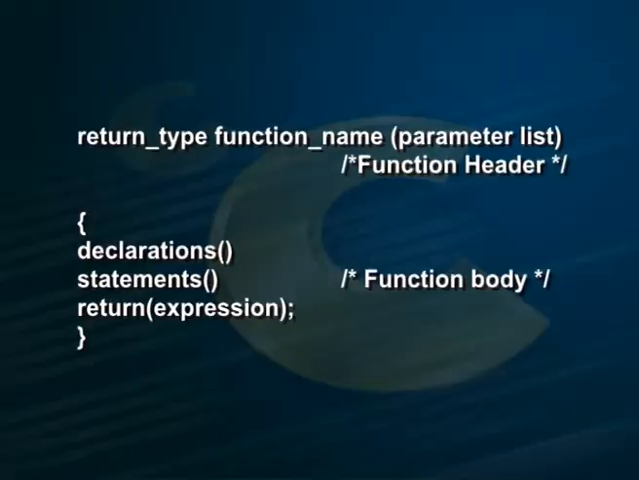The general format for defining a function is: return type, function name, and in parentheses the parameter list. This is called the function header. Within curly braces, declarations and statements, this is called the function body, and a return expression, then curly braces close. The first line of a function definition contains the data type of the information returned by the function, followed by the function name and a set of arguments or parameters separated by commas and enclosed in parentheses.